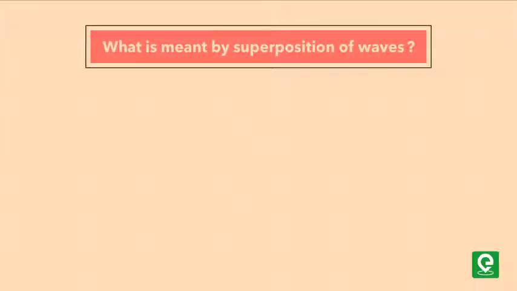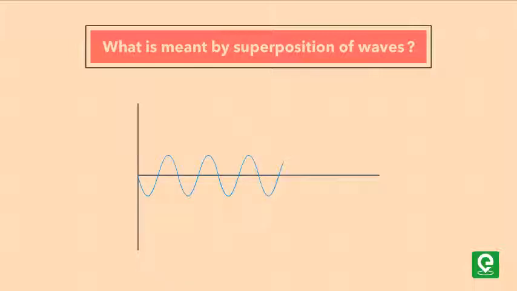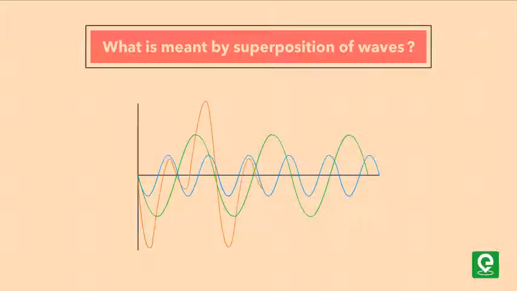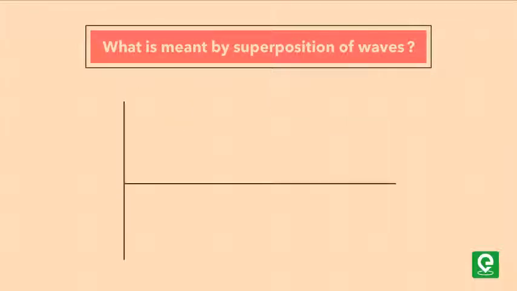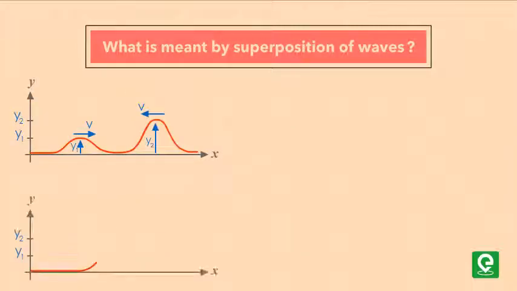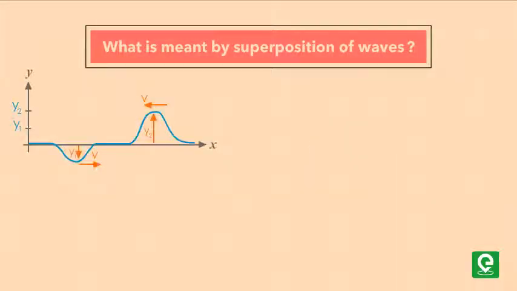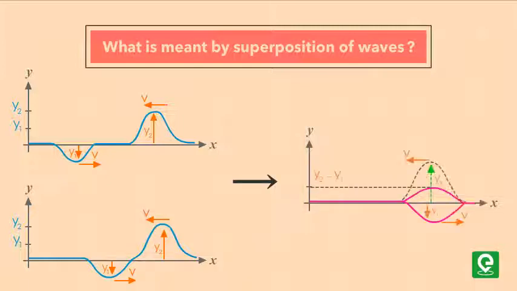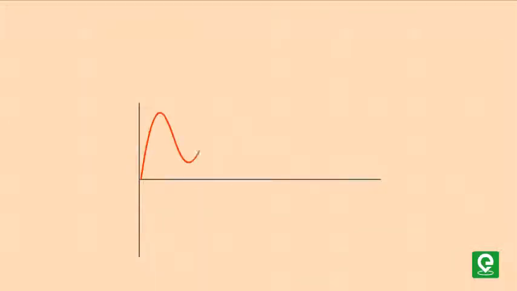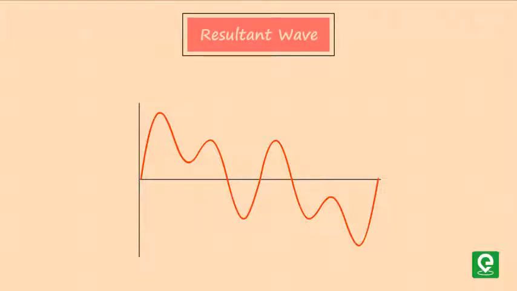What is meant by superposition of waves? Basically, whenever two waves arrive at the same point, overlap and interact to superimpose on one another. Sometimes they add to make a bigger wave. Sometimes they cancel each other out, and often it is a combination of both. This phenomenon is known as superposition. And the wave produced by interaction of the two waves together is called the resultant wave.